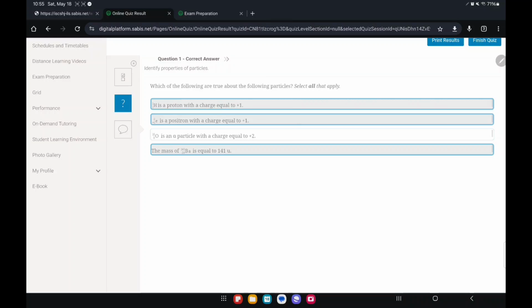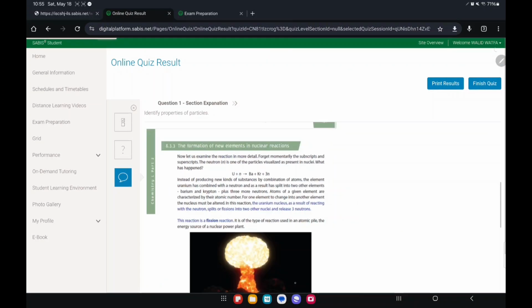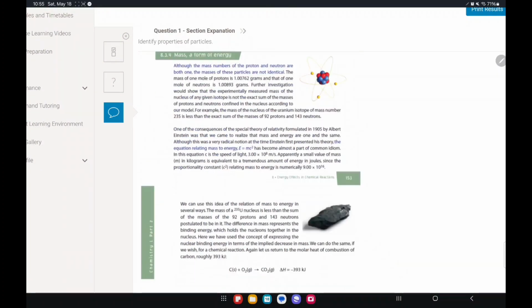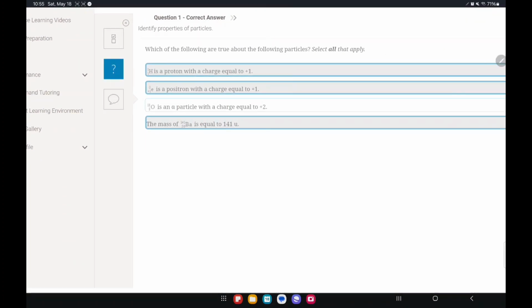Okay, it would be useful to memorize this table in the book over here. Just know them, the names. This is this, this is this. This doesn't really matter. Know that mass always has the unit U, so in case you see it, don't get confused. And the book is important. You can go over it, so I'm not gonna go over the book.